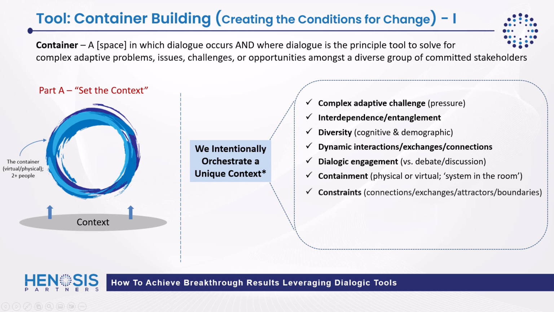Introducing and leveraging constraints are also another key element in orchestrating our context. We are purposefully and intentionally introducing constraints around the different connections that are occurring amongst and between people, the different types of exchanges that we're architecting amongst and between people. Constraints could also reflect different attractors that we're using or not using to drive certain dialogue, thinking, and behaviors, and establishing boundaries in terms of who's involved in the change effort and who isn't also represents a designed constraint.